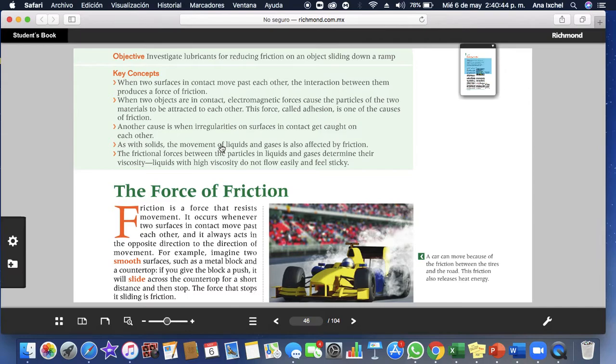As with solids, the movement of liquids and gases is also affected by friction. The frictional forces between the particles in liquids and gases determine their viscosity. Liquids with high viscosity do not flow easily and feel sticky.